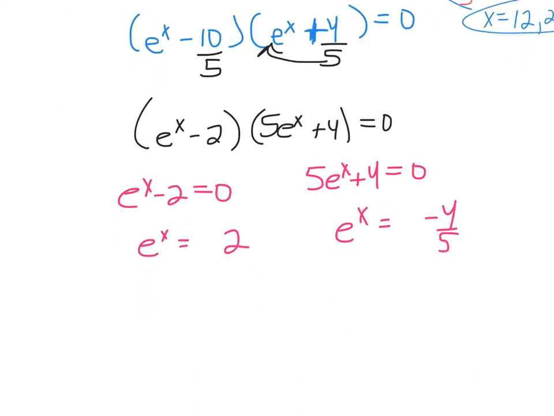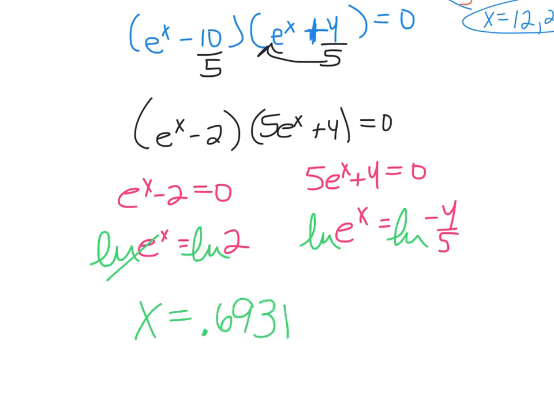You guys see how I got those answers? And then what's the last thing? I have to get e to the x to go away. With natural log. What is the natural log of 2? 0.69347. Okay. What's the natural log of negative 4/5? Can't do it. If you get a negative answer here, that's okay. You can have a negative exponent. You cannot take the log of a negative number.